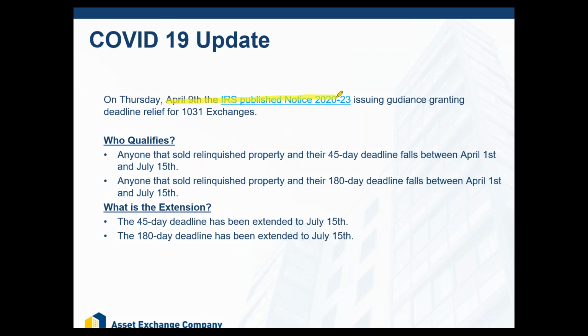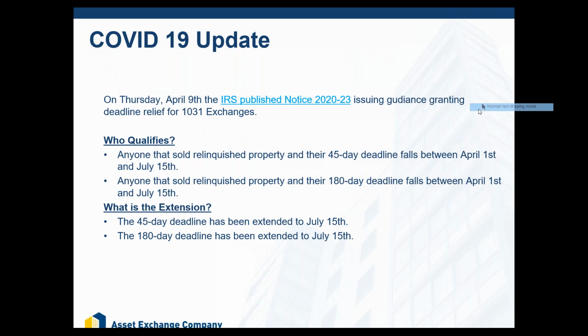So back in April, the IRS granted us some extensions for doing a 1031 exchange. The typical day 45 and day 180 timeframes were pushed back. You're going to qualify for a 1031 exchange extension if you have a day 45 or a day 180 that falls between April 1st and July 15th. If either one of your deadlines for your ongoing exchange falls between April 1st and July 15th, you get an automatic extension. Your day 45 will be pushed back to July 15th, or your day 180 will be pushed back to July 15th. So let me give you an example of how that would work.